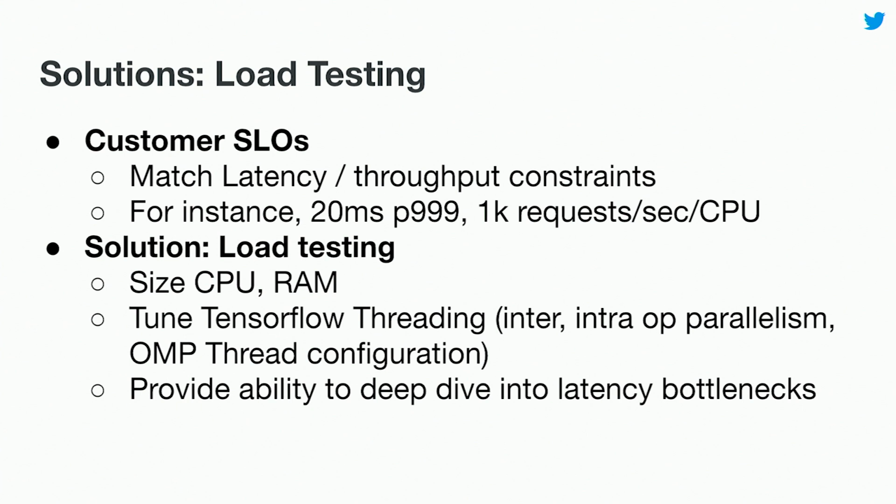How do we deal with this? It all starts with the customer coming up with a service level objective. They want to serve the P99 within a certain amount of latency, and they want to say this is how much budget they have. They want to do 1,000 requests per CPU per second, something like that, and that's a starting point.